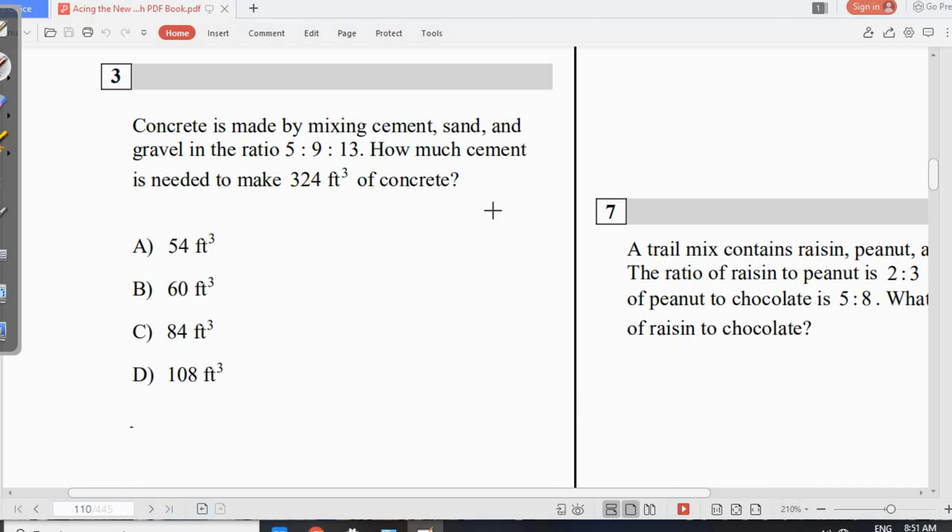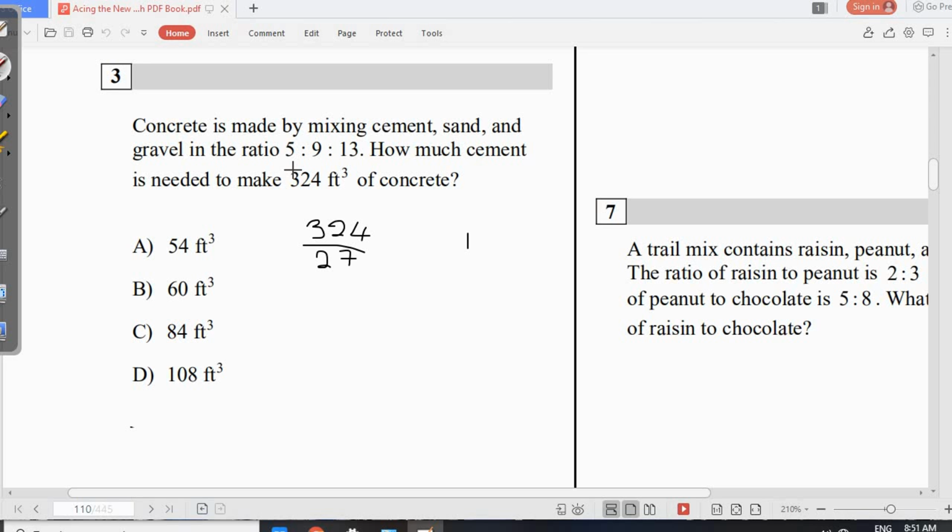Concrete is made by mixing cement, sand and gravel in the ratio 5:9:13. How much cement is needed to make 324 cubic feet of concrete? Your first step is to add 5 plus 9 plus 13, and you get 27. So the total is 27. Then you divide 324 by 27 to get one unit of each of them.